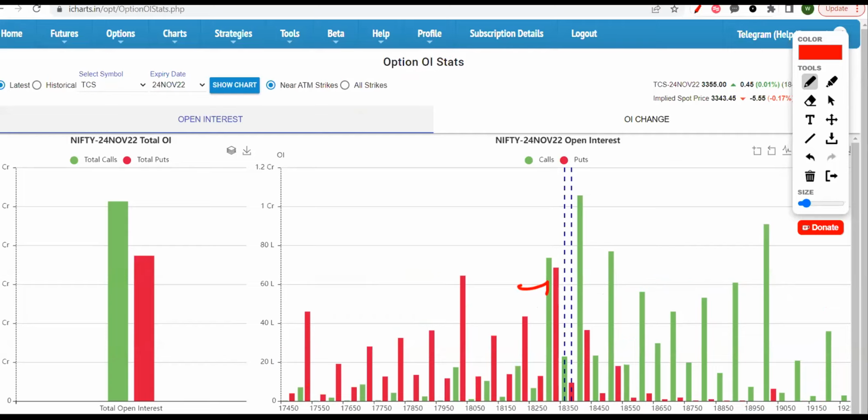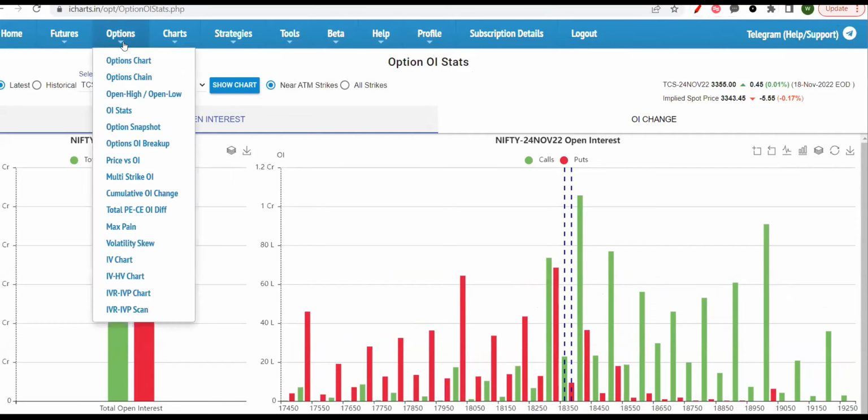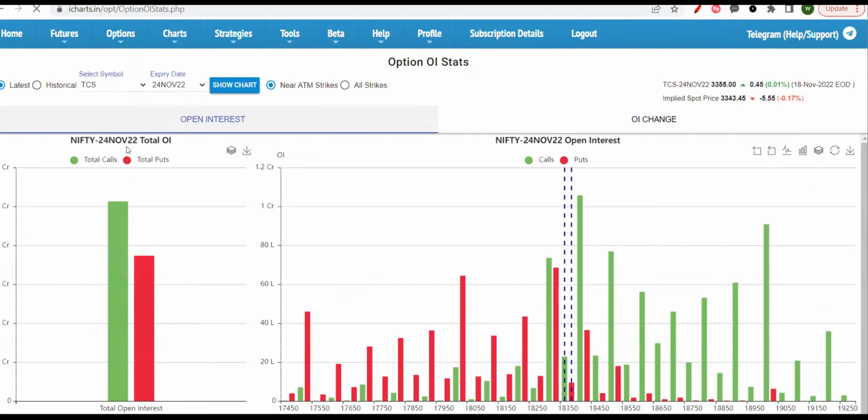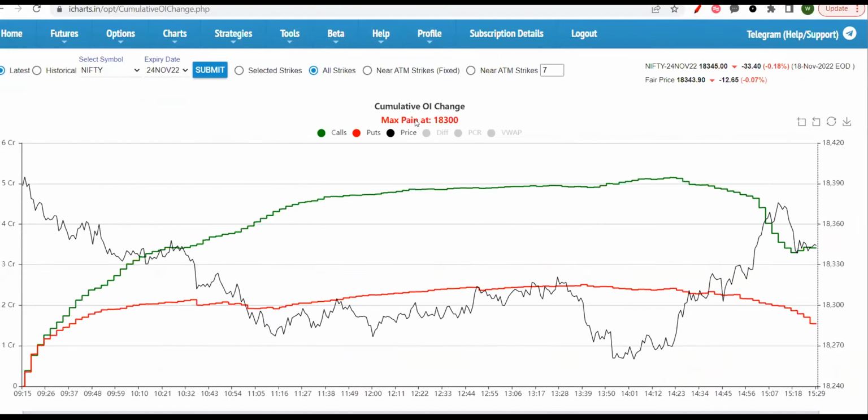You must have seen that whenever I do OI analysis, I look at this chart and decide how the market direction is going to be in the coming days. Other than this, we have a lot of other features which we see. Apart from it, we have this cumulative OI change. It shows you the change in OI of that particular instrument from morning to market close.